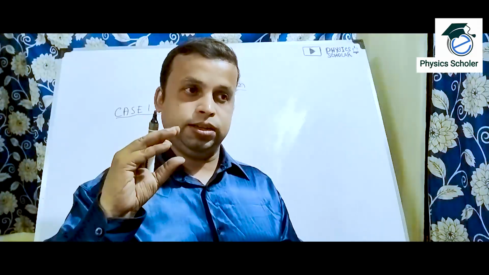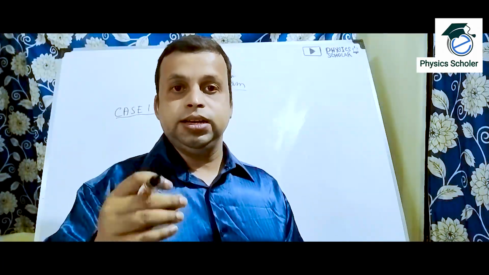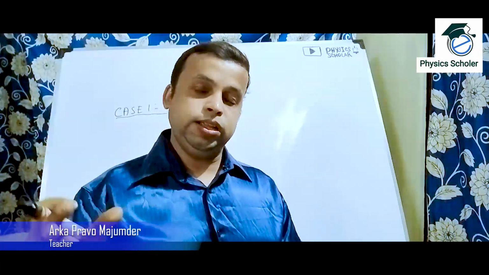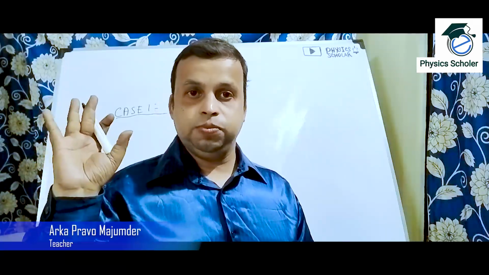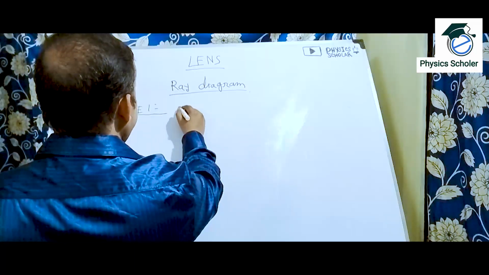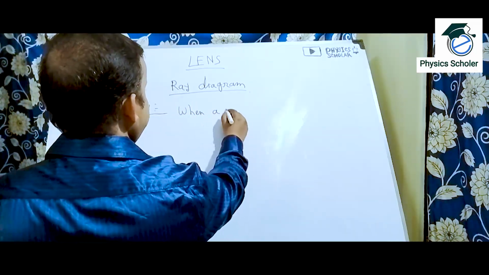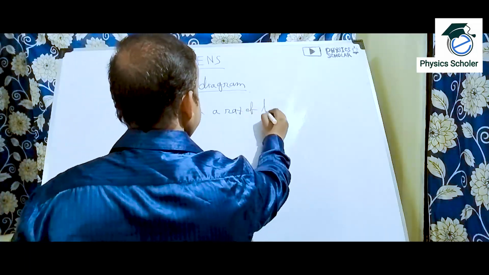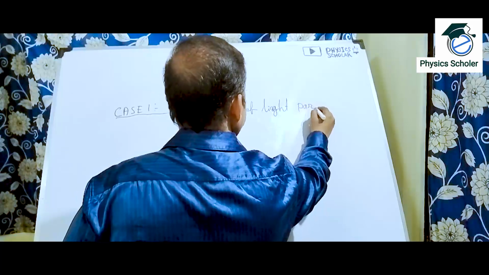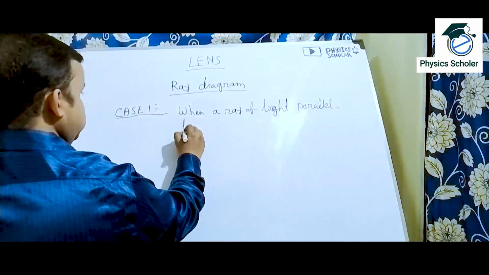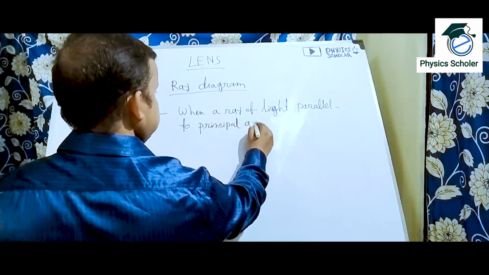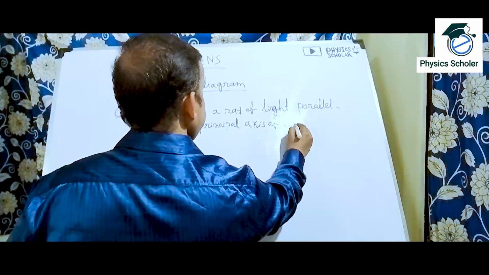First you have to know the concept of this: when a ray is coming and incident on the lens, whether it is concave or convex, which direction will it go, or how will it be refracted, and after refraction in which direction will it go. So when a ray of light parallel to the principal axis of the lens, whatever the lens, concave or convex.